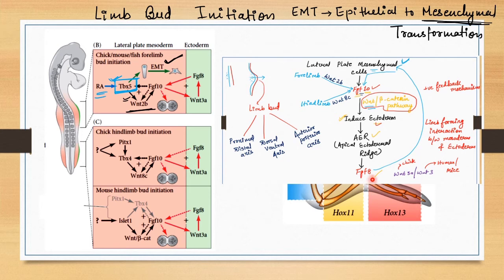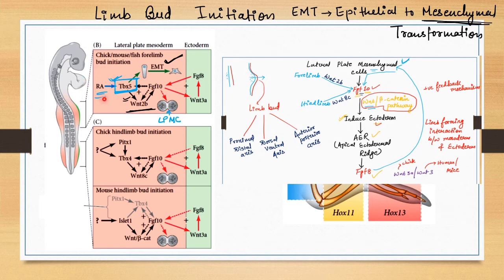Now this FGF8 molecule, by a positive feedback mechanism, again induces the lateral plate mesenchymal cells to produce more and more FGF10 molecule. Here you can see that with a positive feedback loop, this FGF8 is helping expression of FGF10. What is the function of this FGF10 molecule? This FGF10 molecule helps in continuous proliferation of lateral plate mesenchymal cells.